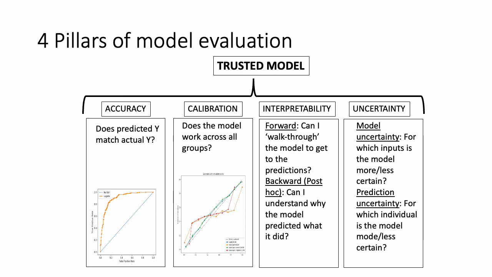And then finally, is uncertainty, which is a broad category that we'll get into a little bit in terms of the types of uncertainty, which, in some cases, people have tried to measure quantitatively. Other instances, it's a conceptual idea. But I tend to group these into two subcategories. Model uncertainty, meaning for which inputs is the model more or less certain, and then prediction uncertainty, which is when it's applied, can we say for an individual whether it's more or less certain? And we'll talk more about how we can parameterize those things.